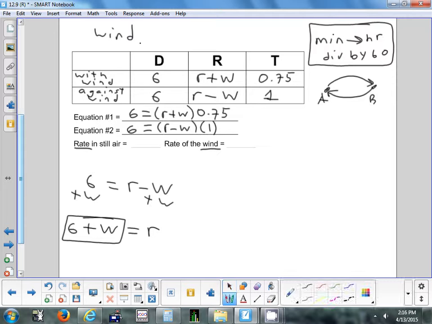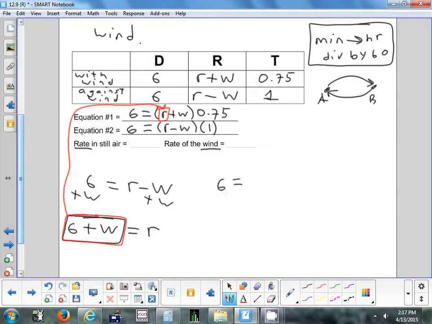Yeah. So we're going to take what R is equal to. What's R equal to? 6 plus W. And everywhere you see an R, change it to 6 plus W. What this is going to do is give us an equation with all W, and in a minute, hopefully, if we did everything right, we're going to know the wind speed. Once we know the wind speed, all we have to do is add 6 to it, and we get the speed of the pigeon. But we've got to find the wind speed first.